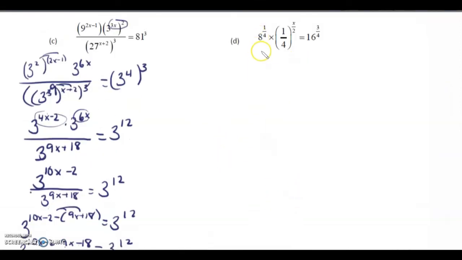Okay, likewise for D, I'm going to rewrite the 8, the 4, and the 16 all as bases of 2. So I get 2 to the 3 to the 1/4 times, this would be 2 to the negative 2. So usually 4 is 2 squared, but because it's 1/4, we have to change that exponent to a negative. x over 2 equals 2, 4, 8, 16, 2 to the 4 to the 3/4.